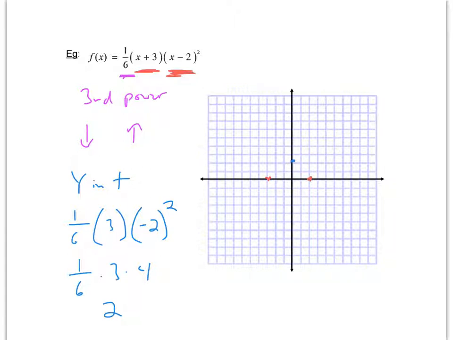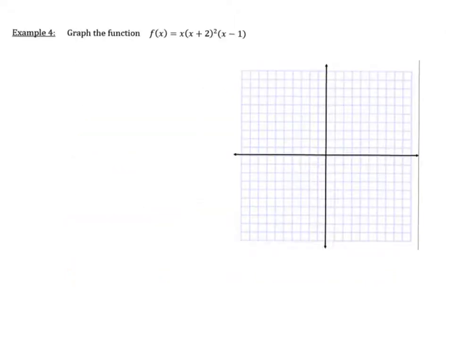So my graph now is going to go down on the left. It's going to do something like this. I come up here, go through that y-intercept, and it's going to bounce off my other root, and it's up on the right.